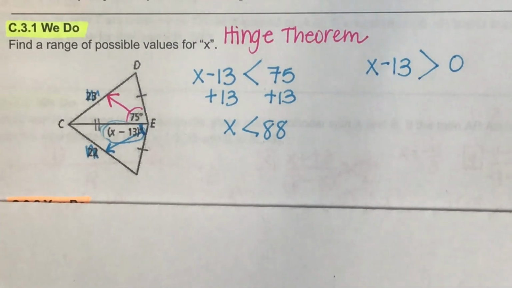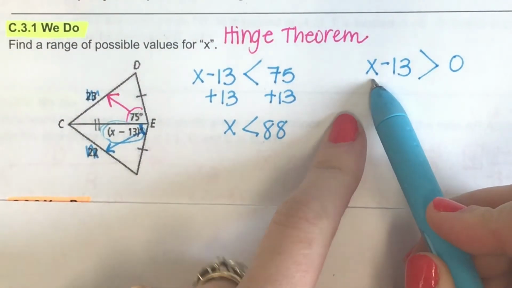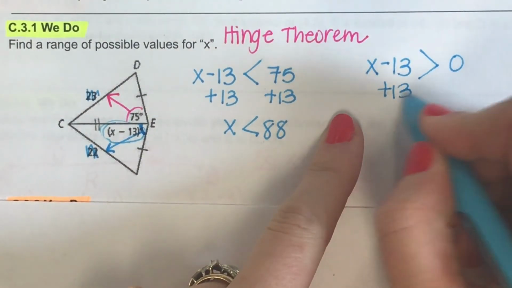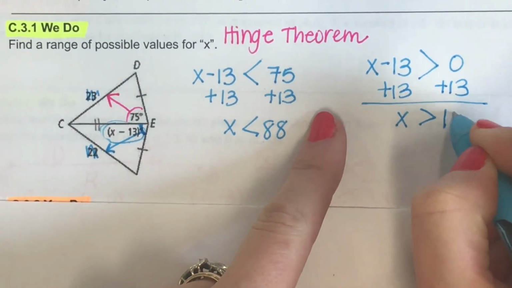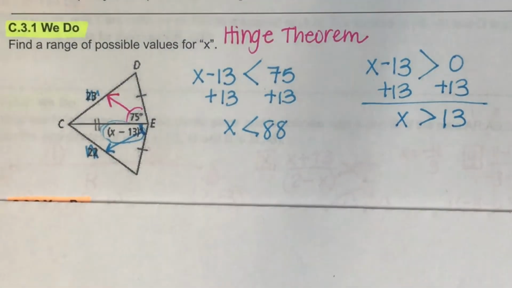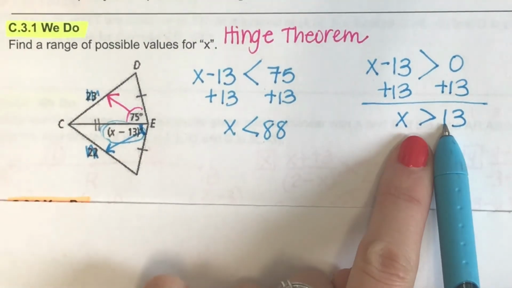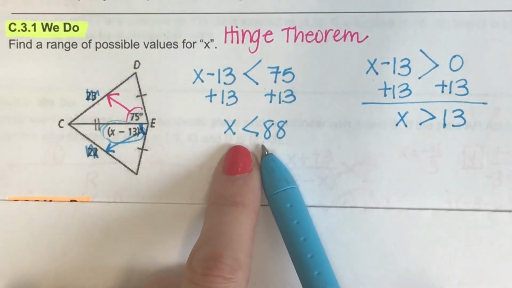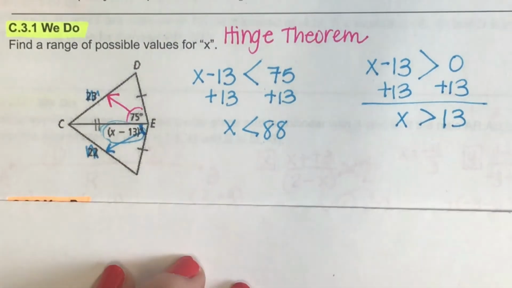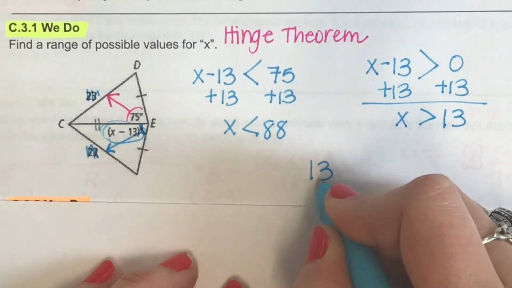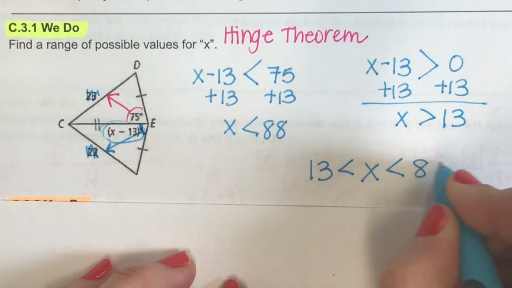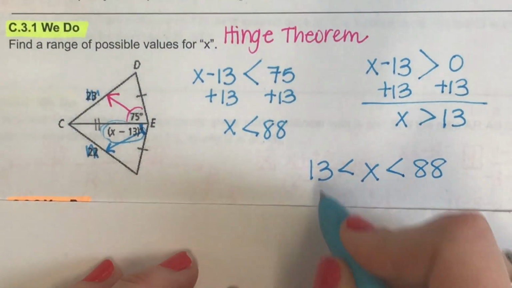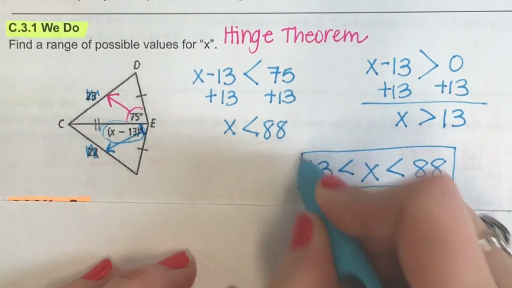So again, I'm just going to solve this problem just like I did my last part. I'm just going to get the x by itself. So I'm going to add 13 to both sides, and I get that x has to be bigger than 13. So my x has to be bigger than 13, but smaller than 88. So I'm going to write that as one inequality. So 13 is less than x is less than 88. And that is my final answer.